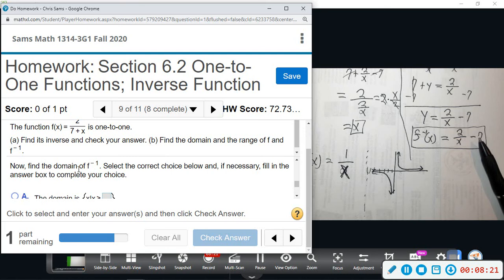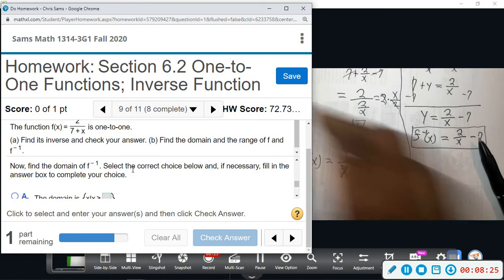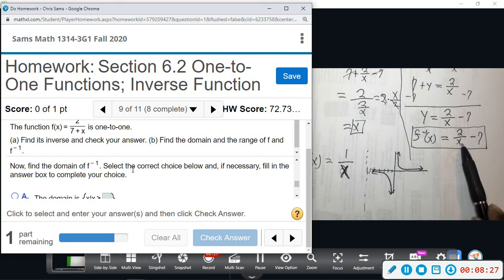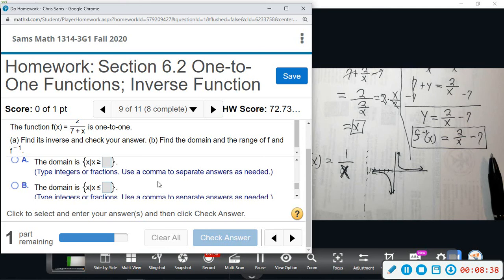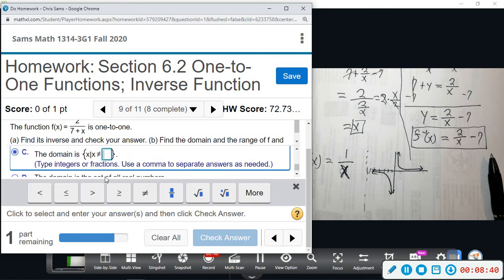And now we want to find the domain of f inverse. Right here, in this graph, we cannot have 0 on the bottom, so x cannot be 0. It's just kind of given. So x cannot be 0. That'd be this option number C. X cannot be 0.